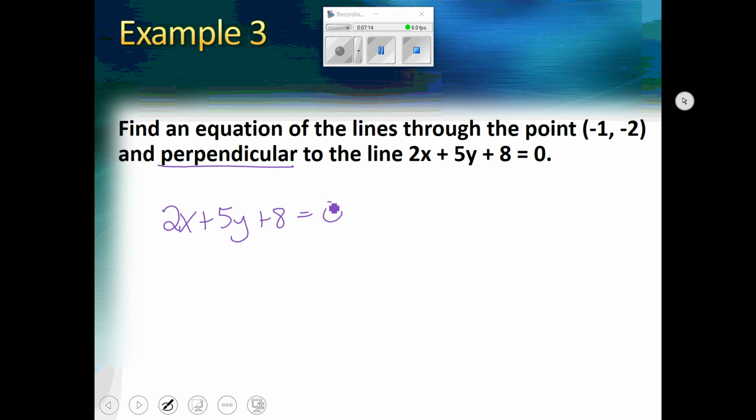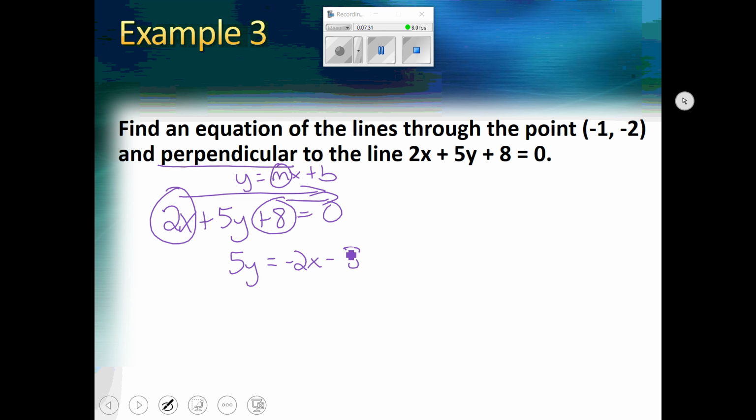we're first going to find the slope. So we need to solve for y equals mx plus b. It's got to be in that form for you to know what the slope is, okay? So if I move this over and I move this over, 5y equals negative 2x minus 8. And if I divide by 5, y equals negative 2/5 x minus 8/5. So my slope here is negative 2/5.